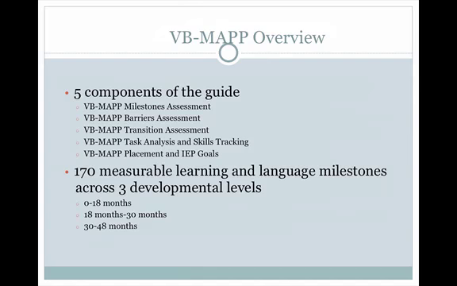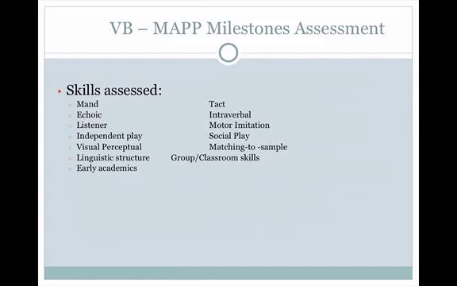There are 5 components to the guide. There's the milestones assessment, the barriers assessment, the transition assessment, a way to analyze and track skills, and its use for the development of IEP goals. There are 170 measurable learning and language milestones across 3 developmental levels. You will see that the VB-MAPP is most relevant for young learners, although its utility goes well through childhood and into adolescence because of the developmental delays associated with so many of our learners.